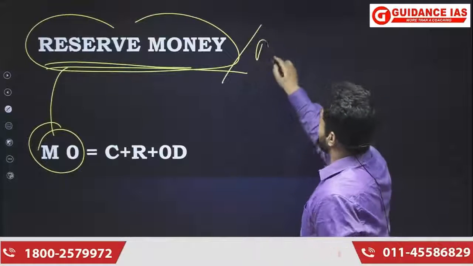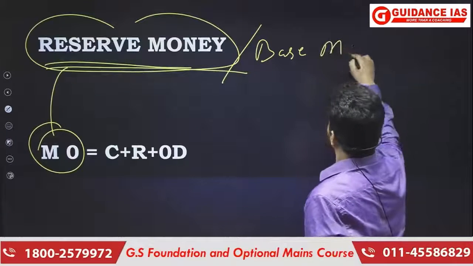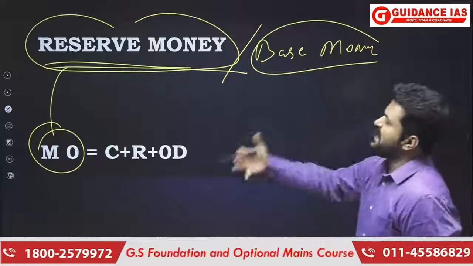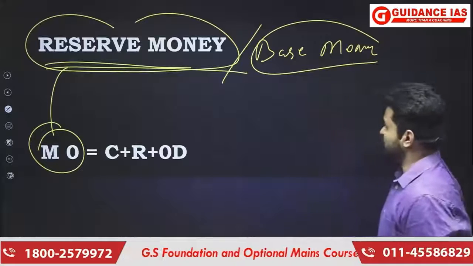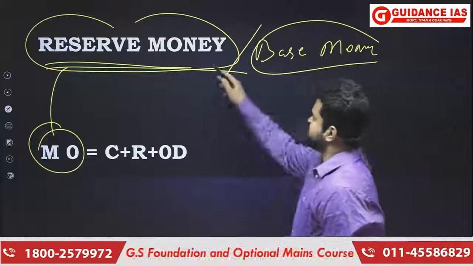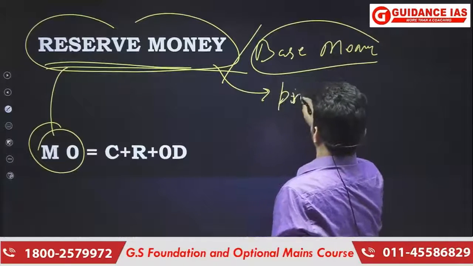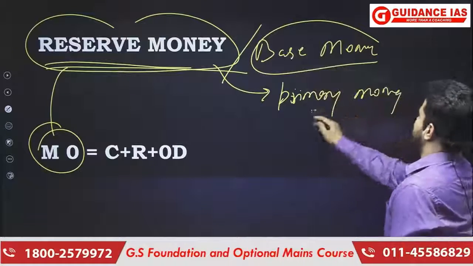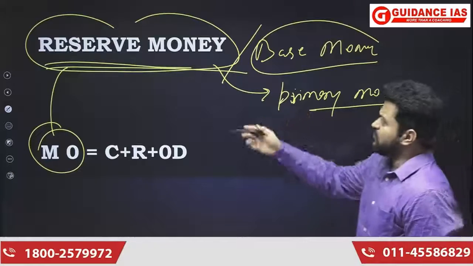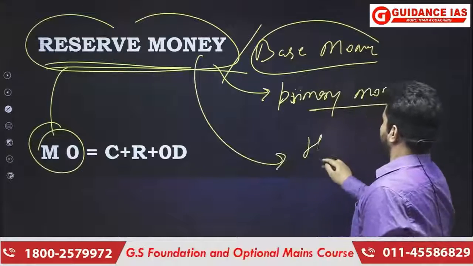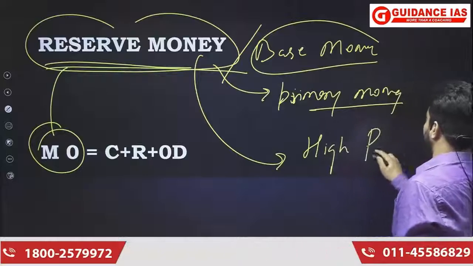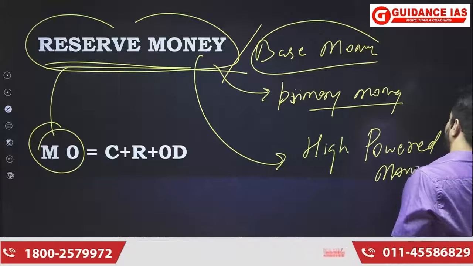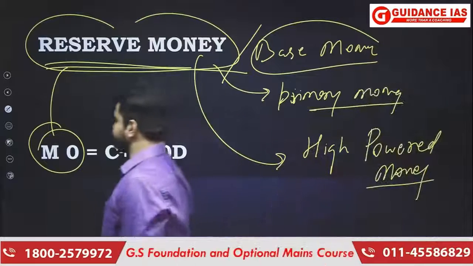Actually, this is the base money, and this base money multiplies different times to decide the total money supply in the economy. So you can say that this is the primary money. It can be called base money as well as primary money. It is also called high powered money.